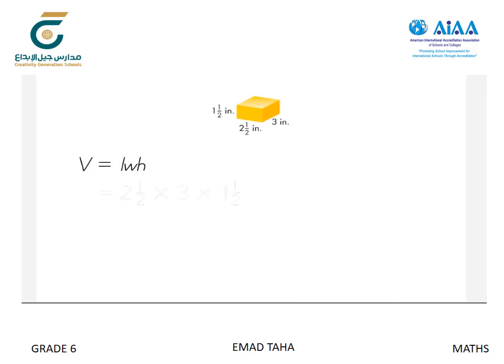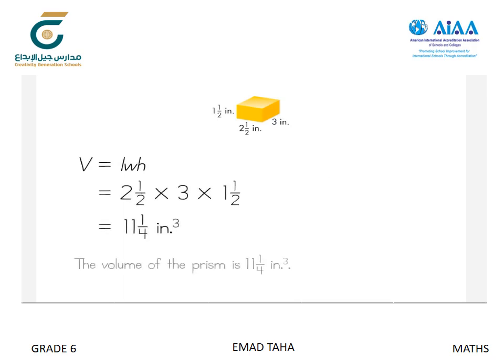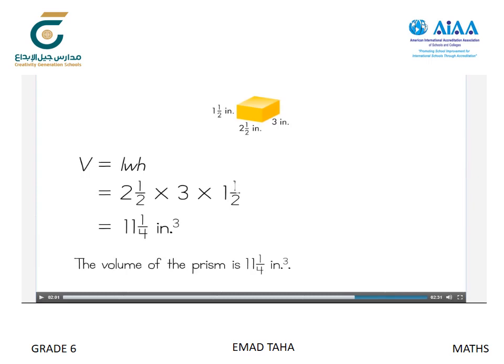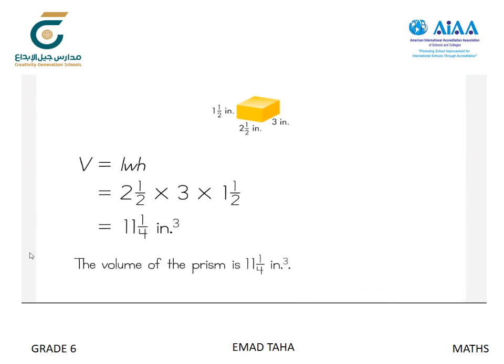Listen and look for other students who used the same formula that they used to find the volume of a rectangular prism with whole number edge lengths. Volume is equal to length times width times height.